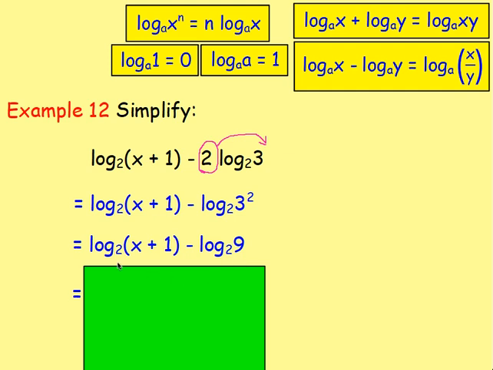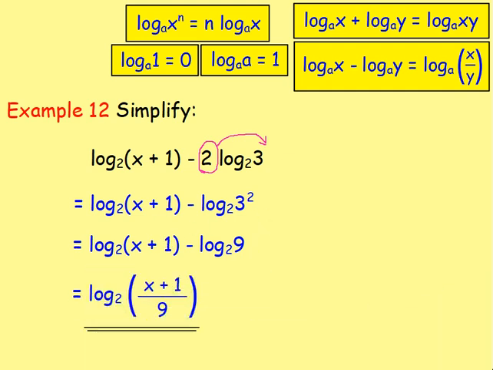From there, what would you do next? James, help us out. Yeah, good. The base is the same. When the base is the same and we are subtracting, you will divide x plus 1 divided by 9. We can't do anything further with that, so that will be your answer. Well done, James.